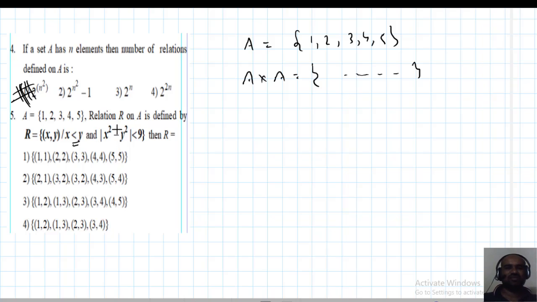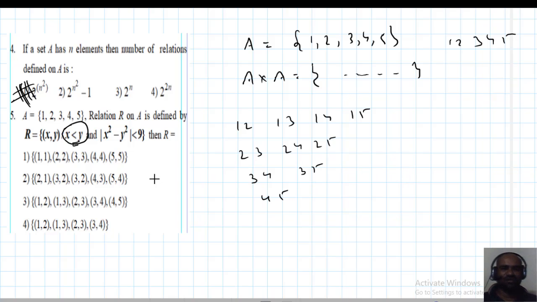First of all, I will write the ordered pairs which satisfy the first condition, that is x less than y. After that I will cross check with the second condition. Okay: 1 comma 2, 1 comma 3, 1 comma 4, 1 comma 5. Those satisfy x less than y. 2 comma 3, 2 comma 4, 2 comma 5, 3 comma 4, 3 comma 5, 4 comma 5. That's all. These are the ordered pairs satisfied by the first condition.